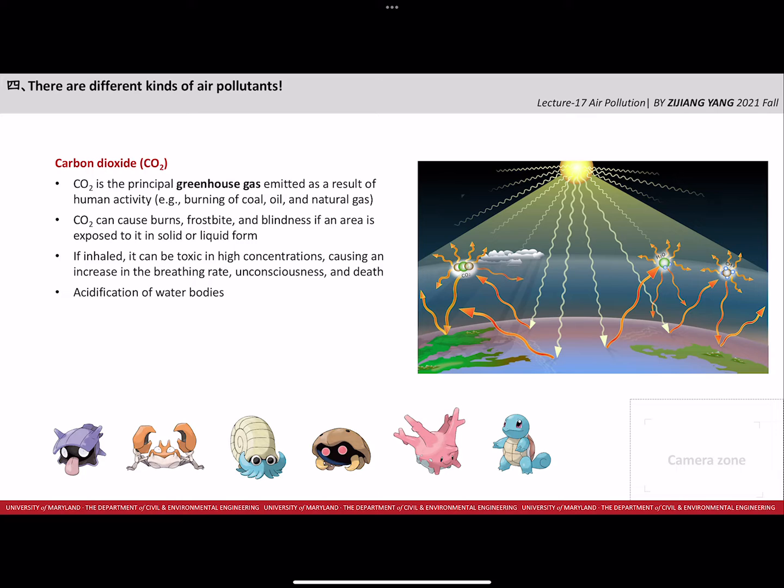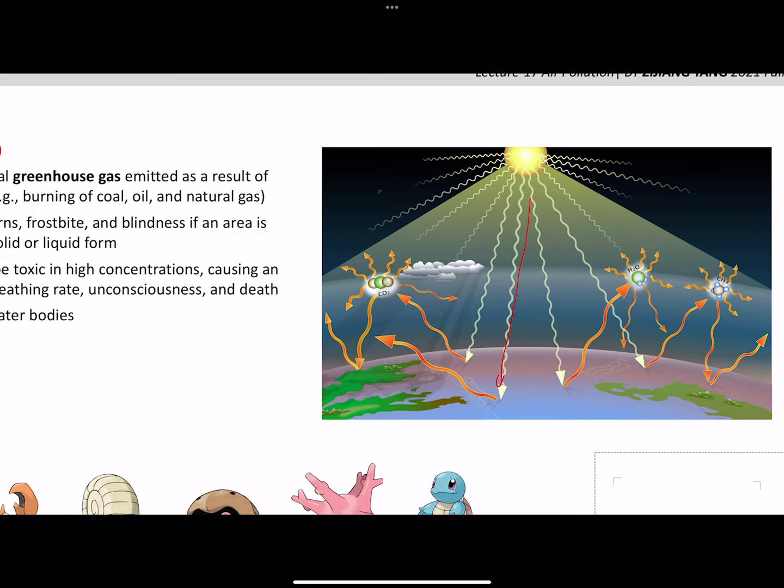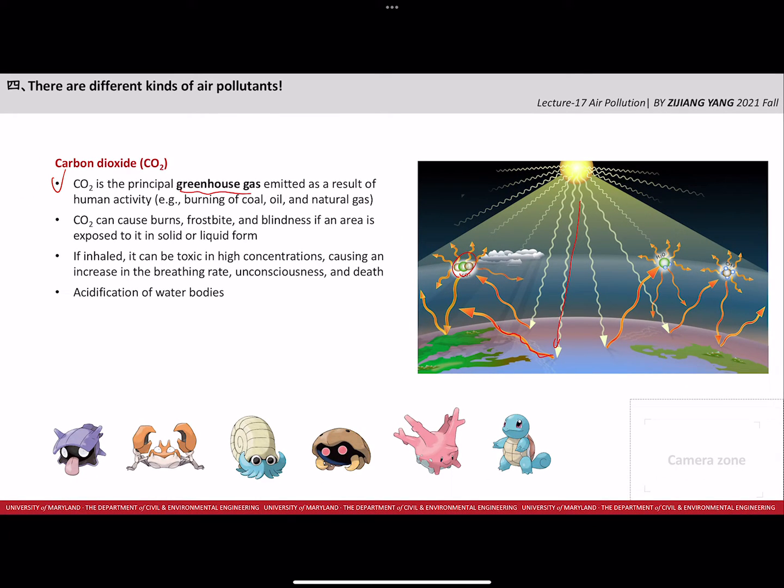And then the next one is carbon dioxide, which is not included in the National Air Quality Standard, but it is also considered an air pollutant because it has a greenhouse effect. Basically, when the sun hits the earth, the ground transforms the radiation from the sun to a much longer wavelength. CO2 can absorb this wavelength and transfer it into heat. That's why CO2 has a greenhouse effect. So with the increasing concentration of CO2 in the air, the atmospheric temperature will increase.